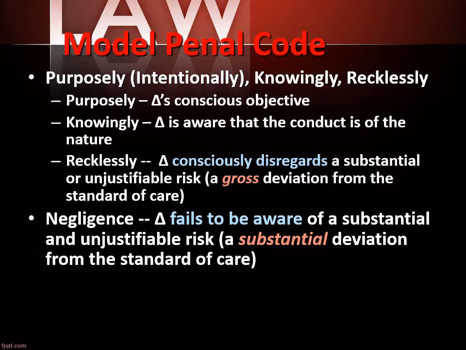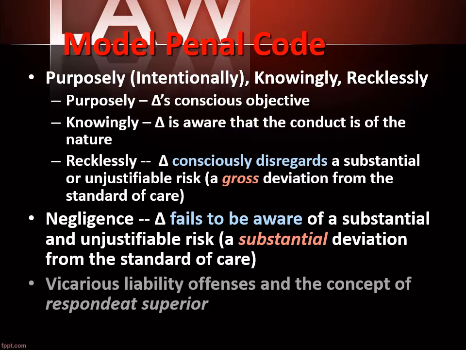Now, the model penal code also includes a couple interesting ones. These are pretty straightforward, but a couple interesting ones. The third general model penal code category is the vicarious liability. This is the concept of respondeat superior. This is where you act through another to bring about the actus reus.